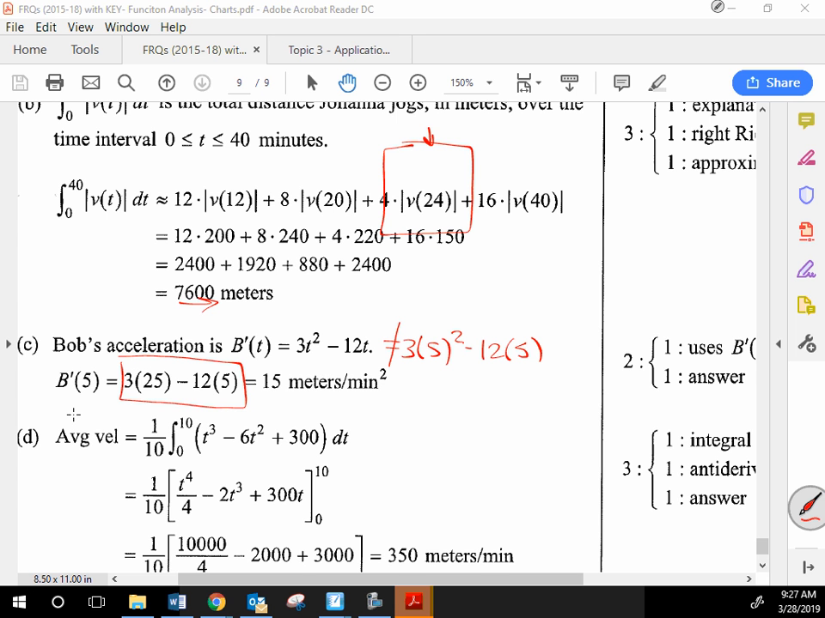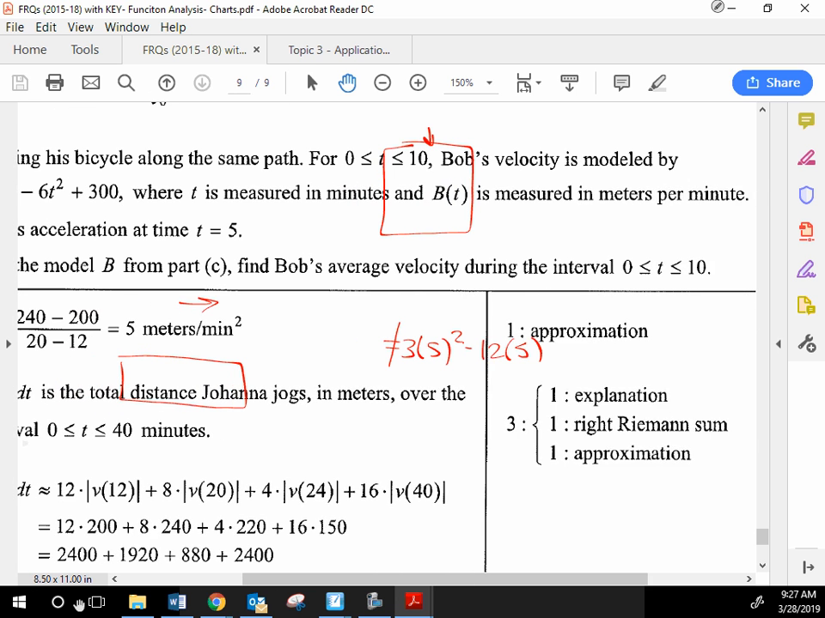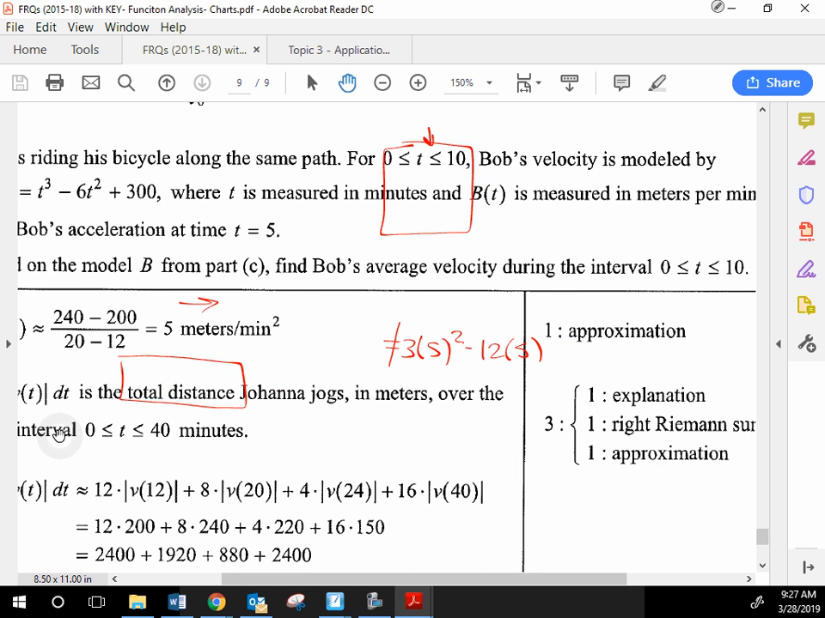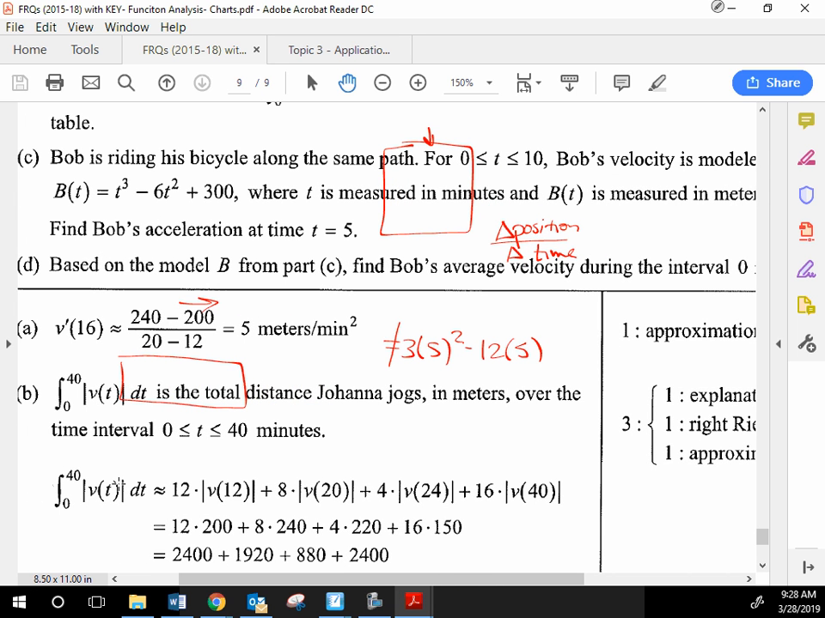Okay, and then the last one was to find your average velocity for Bob. Good old Bob. All right, and so average velocity, remember when we're doing our average, we want to think back. Our average velocity would be change in position over change in time. Now they didn't give us our position function, did they? But what could we do with that to find our position function? We could integrate it. Good.